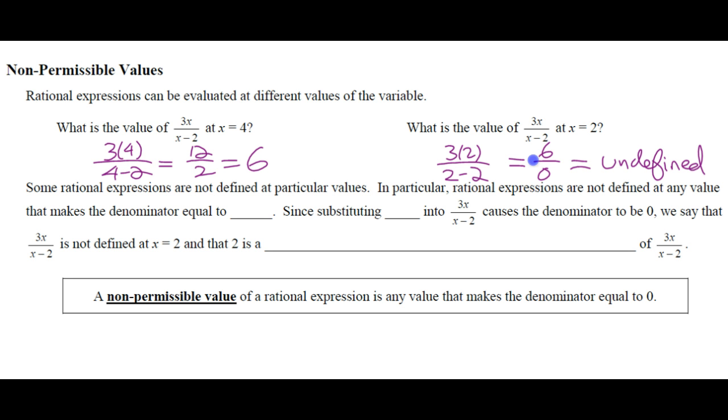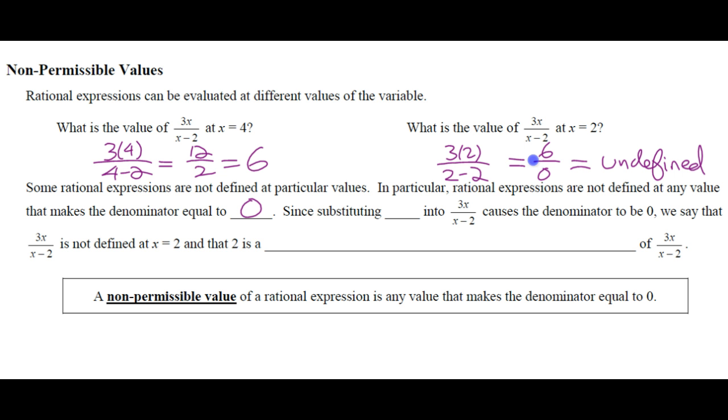But so some rational expressions are not defined at particular values. In particular, rational expressions are not defined at any value that makes the denominator equal to, say, I draw attention on this cat. Wait, 0. Thank you. Not going to take a step until you answer.